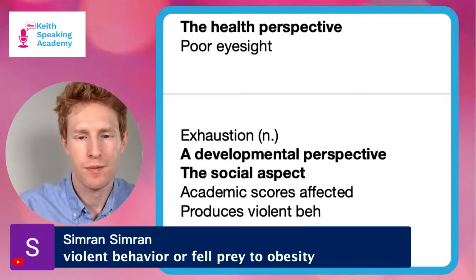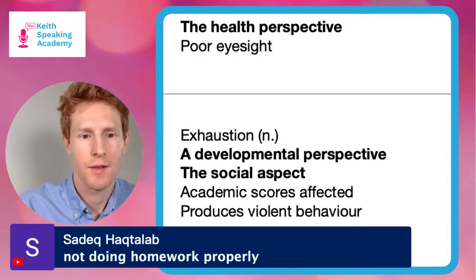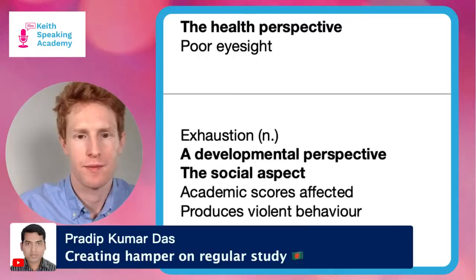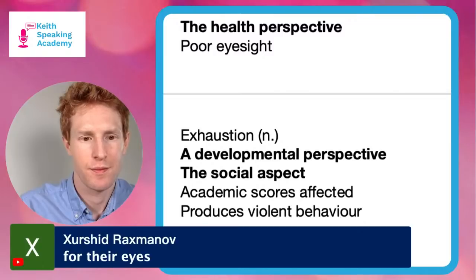I think it's interesting, right? There is a lot of research that says it doesn't actually cause violent behavior. But as an idea that parents are worried about, it's a very real worry, right? Certainly. Others not doing homework properly. I guess we've mentioned a similar thing there. Pradeep has a similar idea. What else have we got? For their eyes, Shurid says. These are all similar.